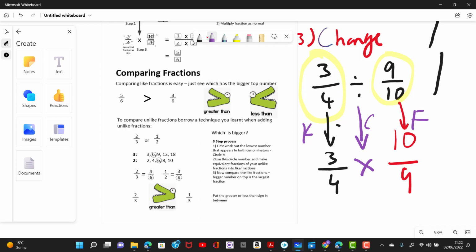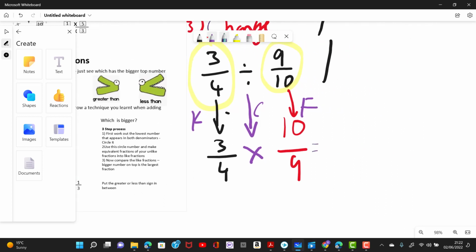Okay, so now we've done that. Now, how do we multiply fractions? If you've forgotten, go back to the previous video. But essentially, all you've got to do is times top by top and bottom by bottom. So 3 times 10 and 4 times 9. So 3 times 10 is 30. 4 times 9 is 36.